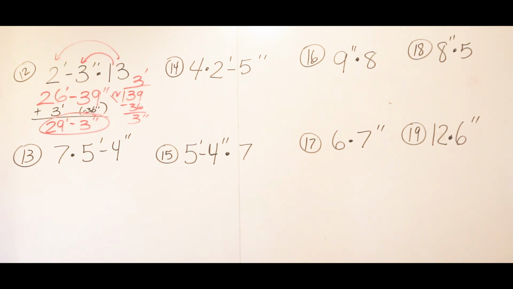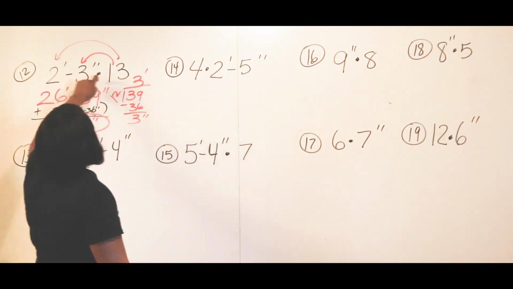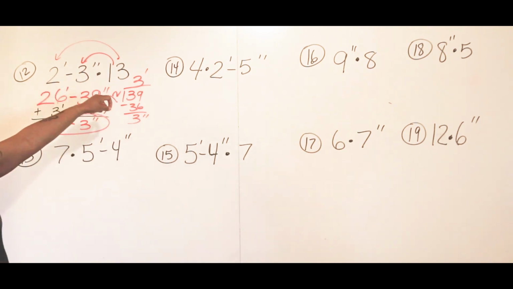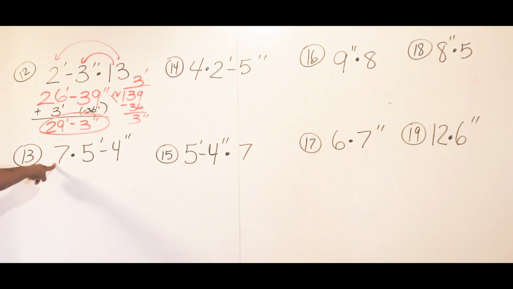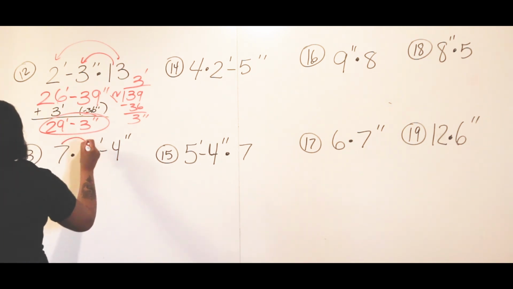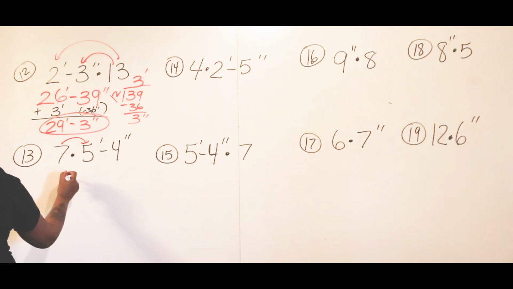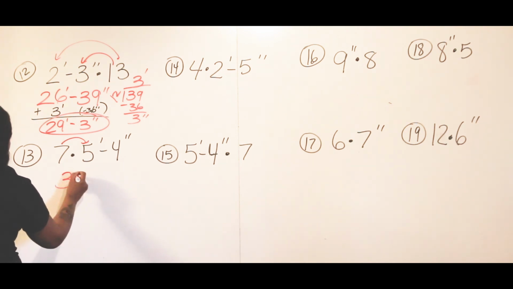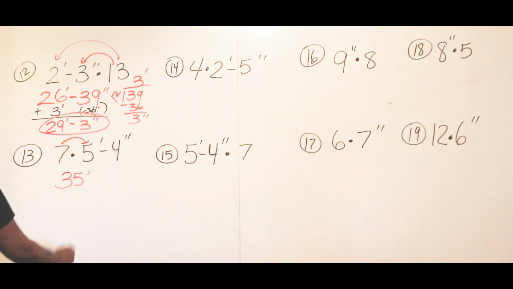Alright. Again, all you got to do is find that whole number and multiply it by the feet. Then you take the whole number, multiply it by the inches. Let's look at number 13. We got 7, that's my whole number, times 5 feet 4 inches. Again, all I'm doing is take that whole number, multiply it by the feet. 7 times 5 is? 35. That gives me 35, whatever that unit of measure is.